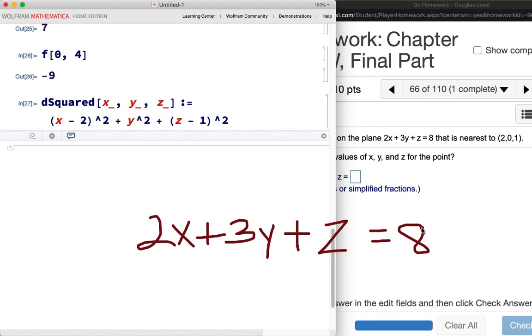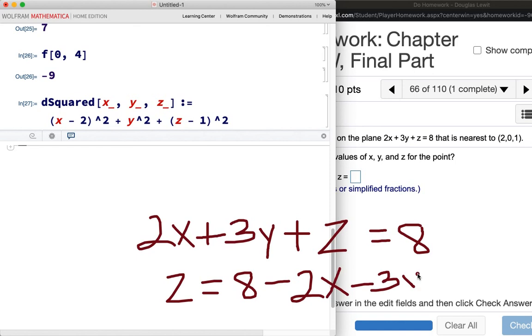So z is not just any variable we want it to be. Z has a restriction on it, and the restriction is very simple. Z has to be 8 minus 2x minus 3y. That's actually z. Okay, so z has a restriction on it. Z is equal to 8 minus 2x minus 3y.